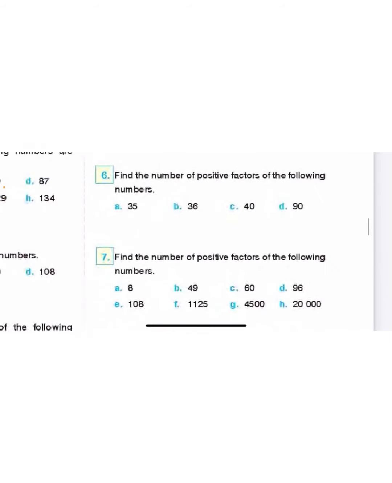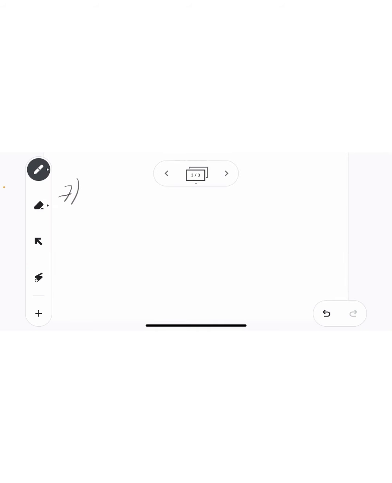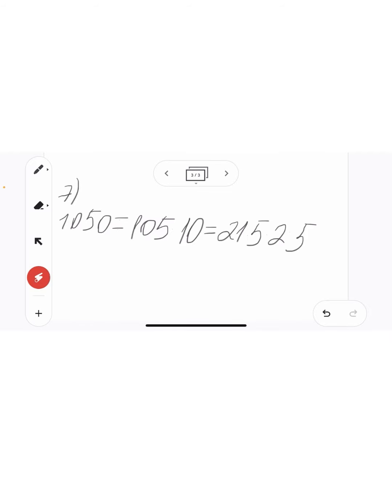The next problem says also find the factorization. The first number is 1050, which equals 10 times 105. 105 has two factors, 21 and 5. 10 has two factors, 2 and 5. 21 is 7 times 3. And 5 squared.